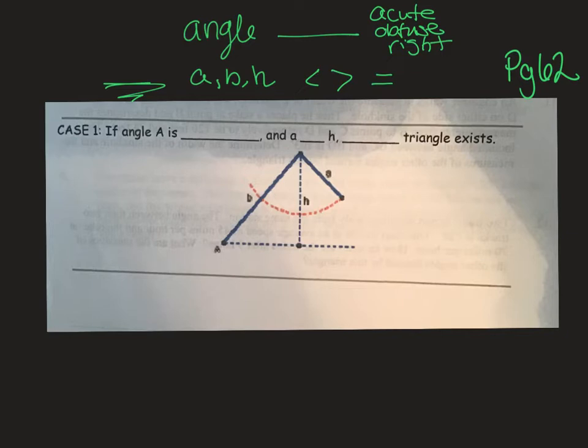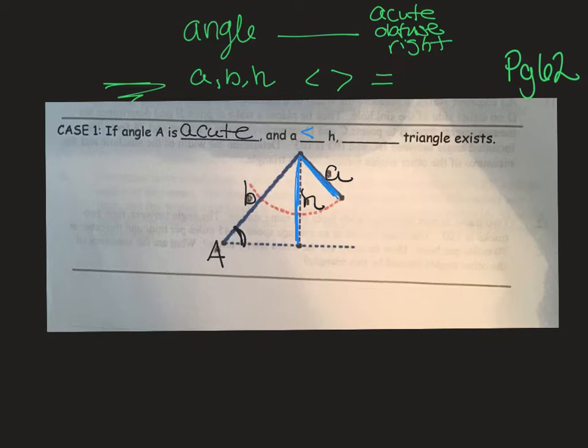I'm going to label a little bit better so it's clear for you, but this is angle A, which means this over here is side A. They called this side B, and here's my height. So let's read the statement. If angle A is blank, so this angle right here, is it acute, obtuse, or right? Correct. It's an acute angle. So if angle A is acute and A blank H, so what we're comparing right here is side A over here to the height. Well, based on this picture, side A is definitely less than the height, then blank triangles exist.